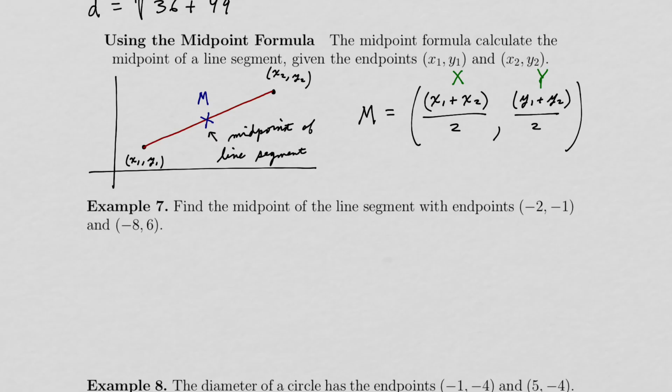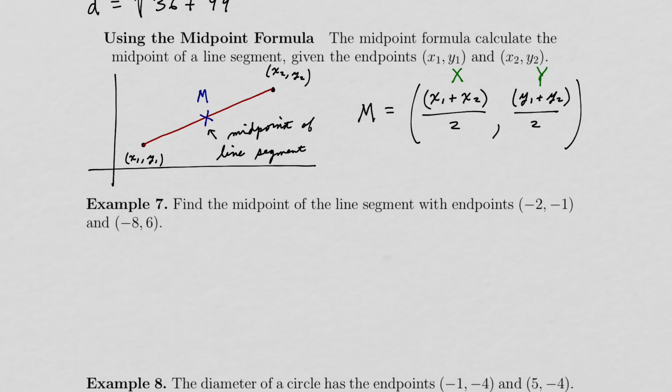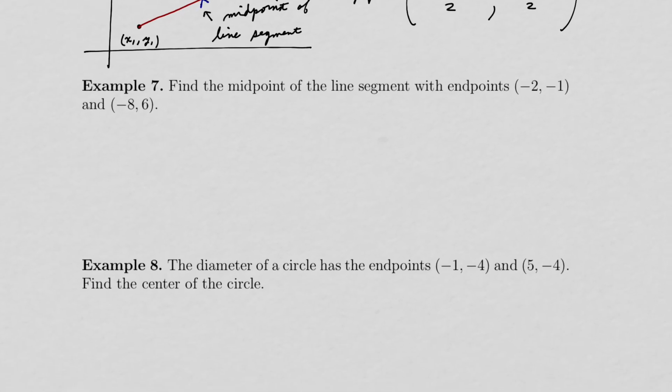So here, let's do a couple of examples. Find the midpoint of the line segment with endpoints (-2, -1) and (-8, 6). First label them. Again, it doesn't matter how you label them. I'll call the first one the ones, so this is x1, y1, and the second one I'll call the twos, x2, y2.